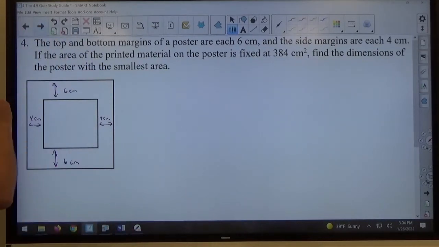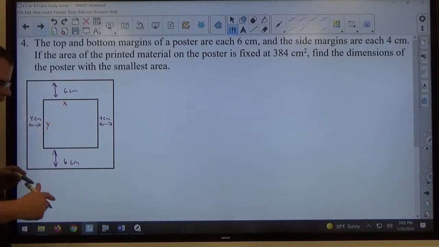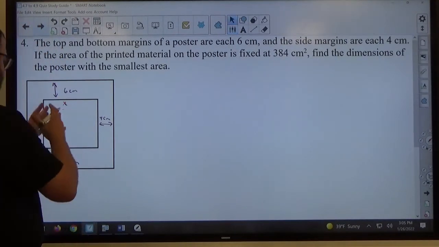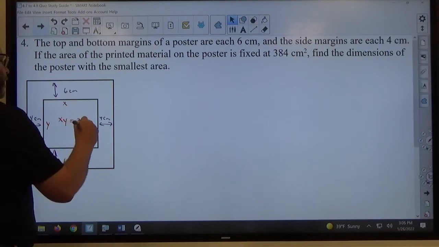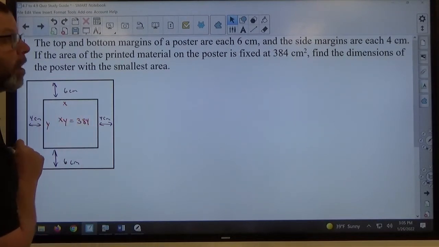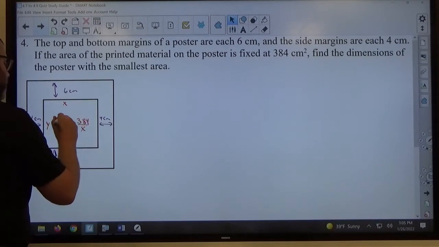So it says the area of the printed material is fixed at 384. My recommendation on a problem like this was to let X and Y represent the dimensions they're telling us. So the area of this rectangle is X times Y, and it should equal 384 centimeters squared. If I divide that by X, I get Y in terms of X.